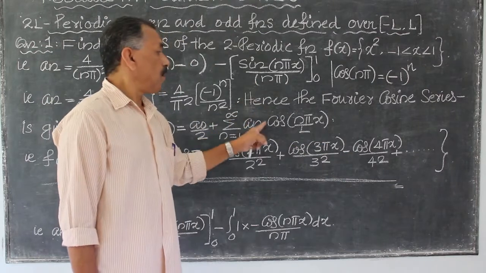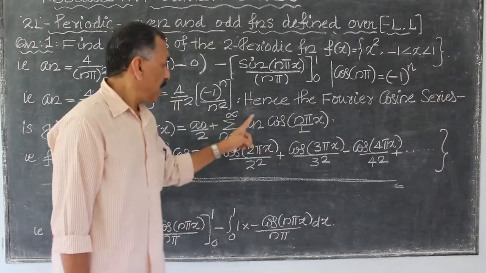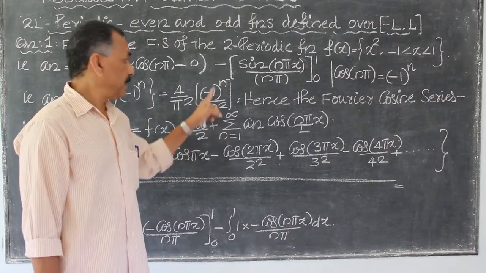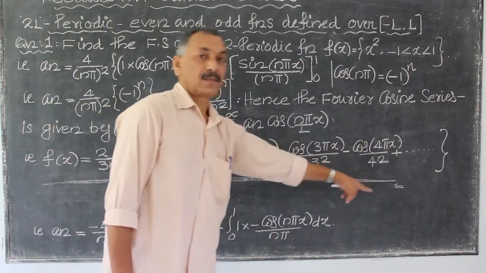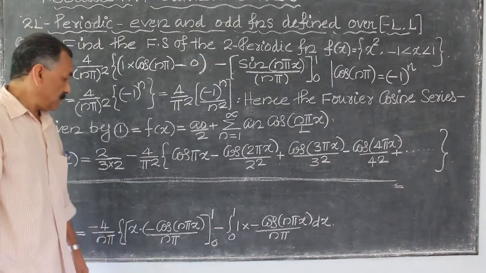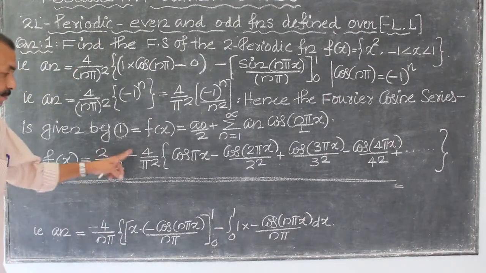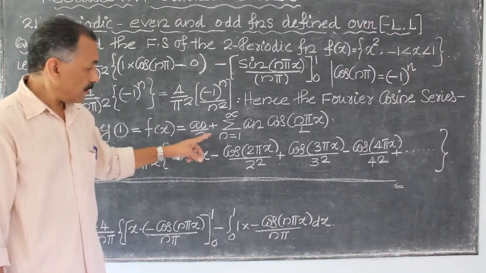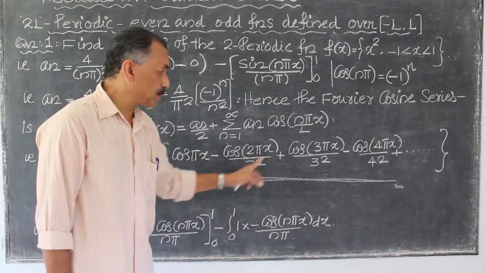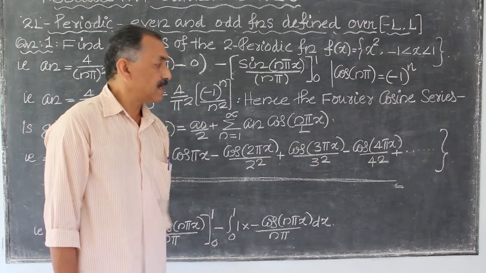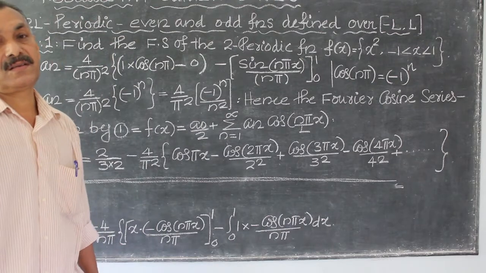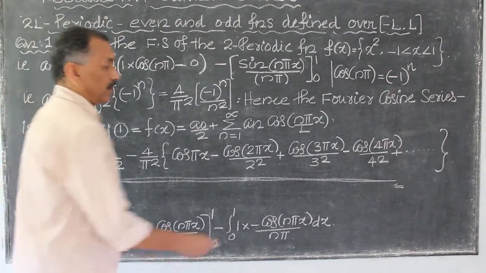n is equal to 4: a4 cos 4πx. a4 is equal to minus 1 raised to 4 divided by 4 square, taking minus 4 outside. Or f of x is equal to 1 by 3 minus 4 by π square cos πx minus cos 2πx by 2 square plus cos 3πx by 3 square minus cos 4πx by 4 square, etc.